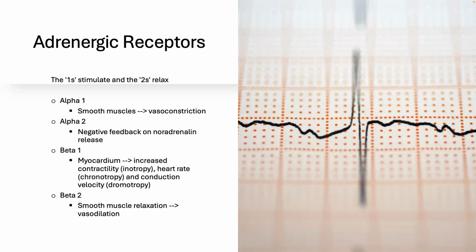Alpha-2 have a negative feedback on noradrenaline. Beta-1 receptors are found in the heart. They increase all parts of cardiac function. They increase your contractility, which is called inotropy. They increase your heart rate, which is called chronotropy. And they increase the conduction through your heart, which is called dromotropy. And then beta-2 receptors are found on blood vessels, and they cause relaxation of the blood vessels.